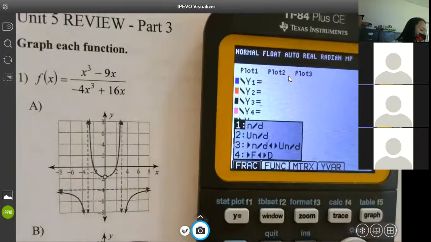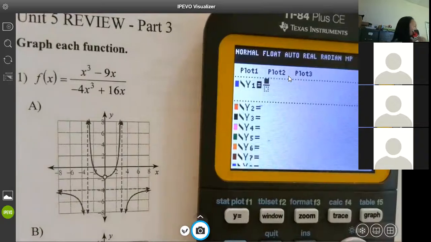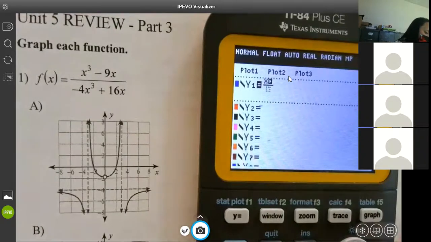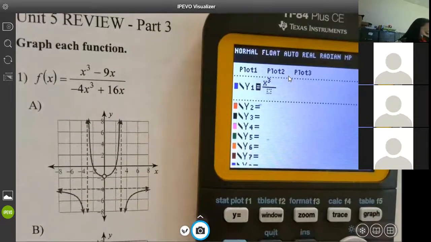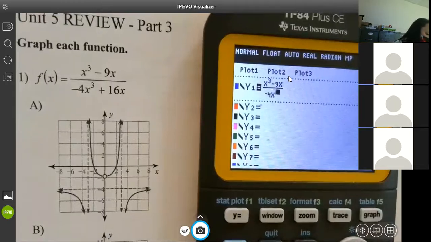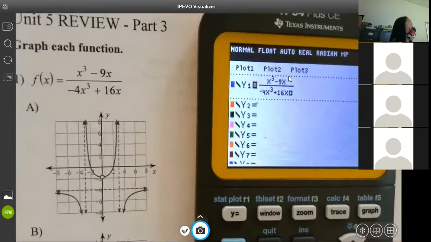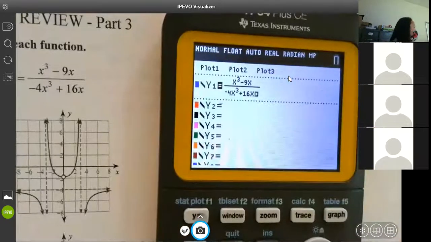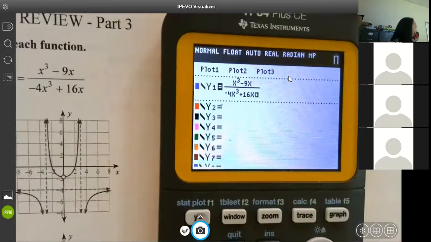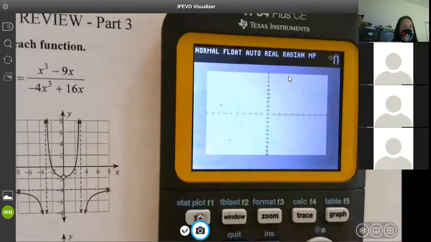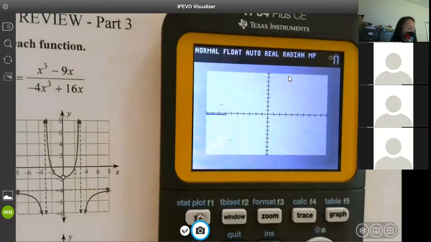Do alpha y equals to get that fraction in. Alpha y equals. We're going to do x to the third minus 9x. And on the bottom, -4x to the third plus 16x. I don't do a whole unit on this because it's literally just putting it in your calculator. So I think that's pointless for me to spend a whole day making you type stuff in the calculator. I'm going to zoom 6 so that I can graph it, and hopefully it'll look like this.